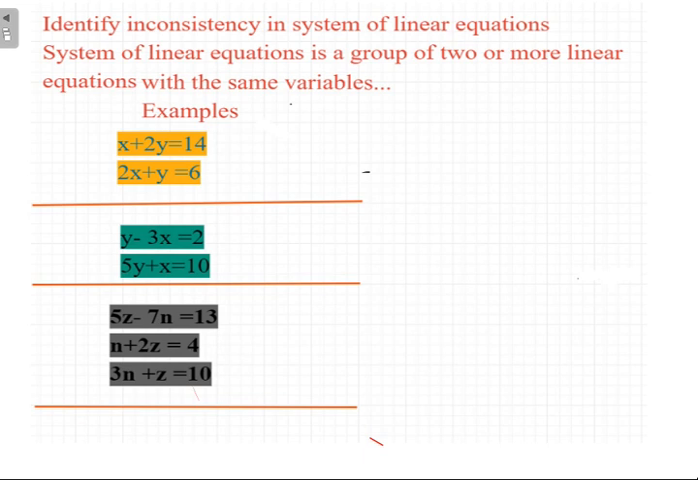So we are going to talk about how to identify a system of linear equations, whether this system is consistent or inconsistent in this session. So first, let's recall what is the linear equation and what is the system of linear equations.